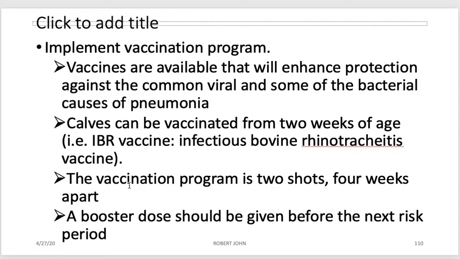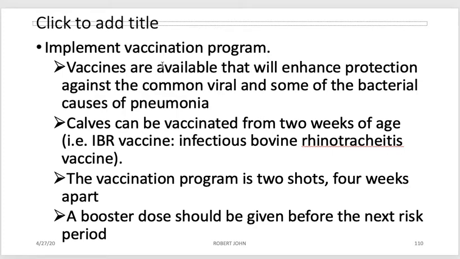So vaccination can be given, and vaccines are available that will enhance protection against the common viral and some of the bacteria causing pneumonia. And calves can be vaccinated within 2 weeks of age by the IBR vaccine. And this vaccine is an infectious bovine rhinotracheitis vaccine. So this vaccine prevents these diseases which affect the respiratory system. And when the respiratory system is affected, then the animal is very prone to get pneumonia.